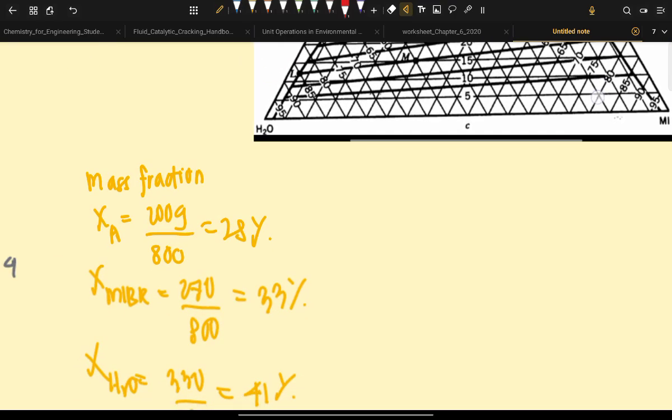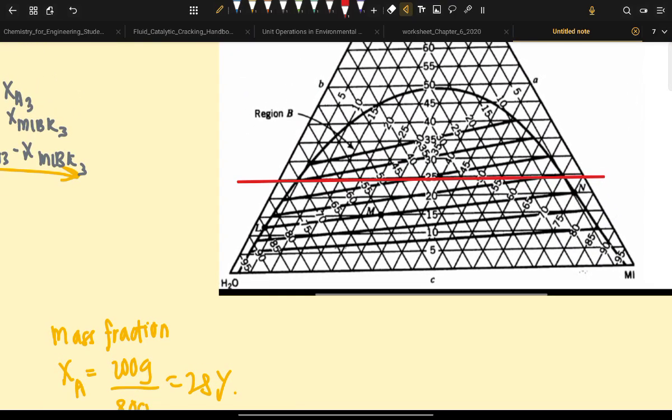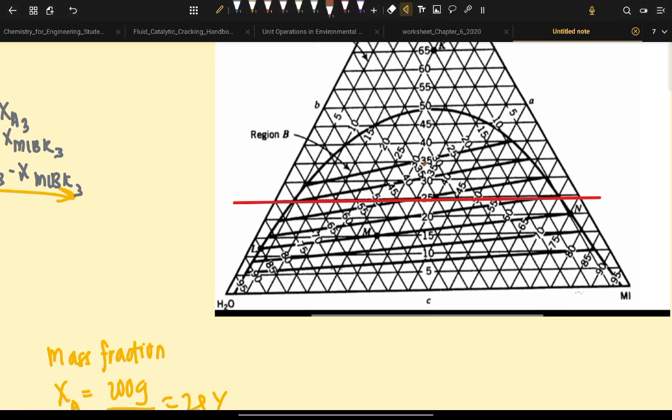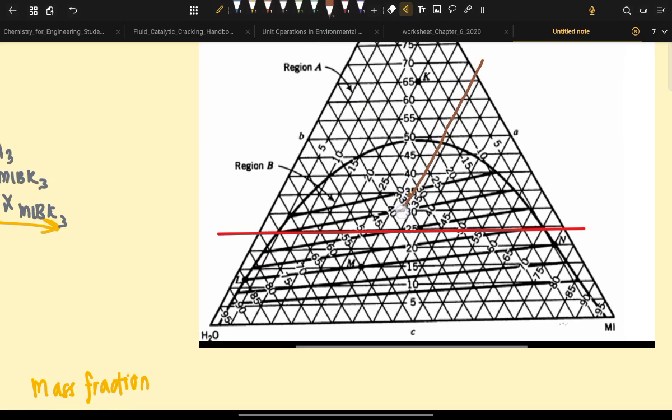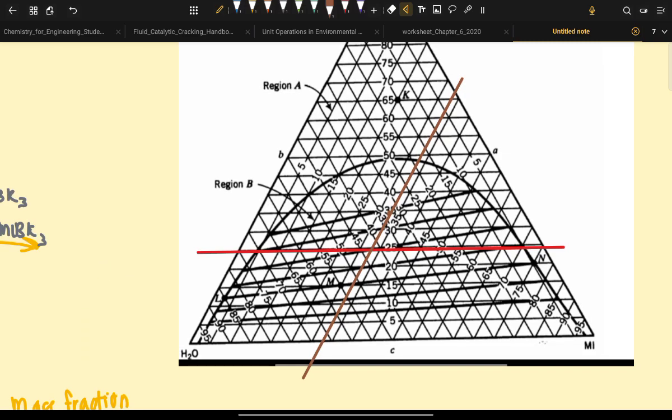And then next we want to find the MIBK, which is 33%. So we use the ruler, which is something around here. Okay, and then H2O, which is 40%, 41% again. And then you get something around here.